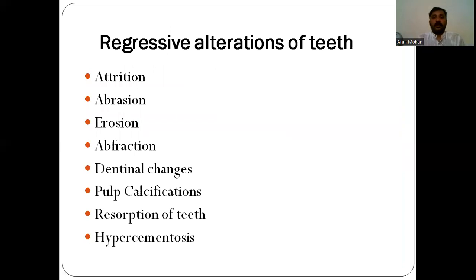So those are the various regressive alterations which can affect the tooth structures, which we have discussed: attrition, abrasion, erosion, abfraction, dentinal changes, pulp calcification, resorption of teeth, mostly internal resorption of teeth, and hypercementosis.